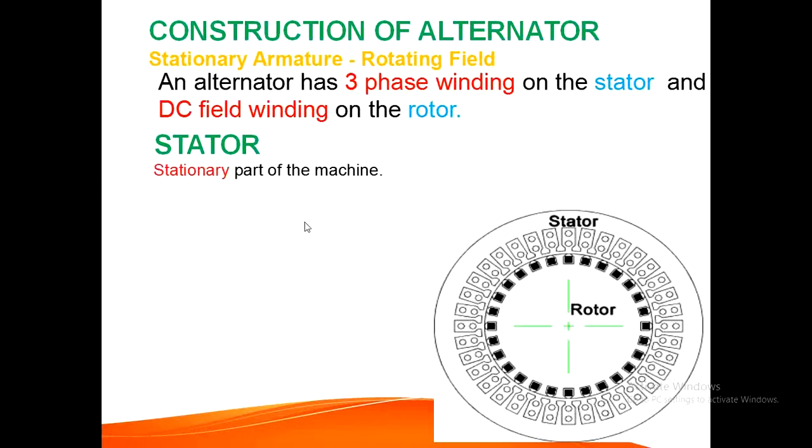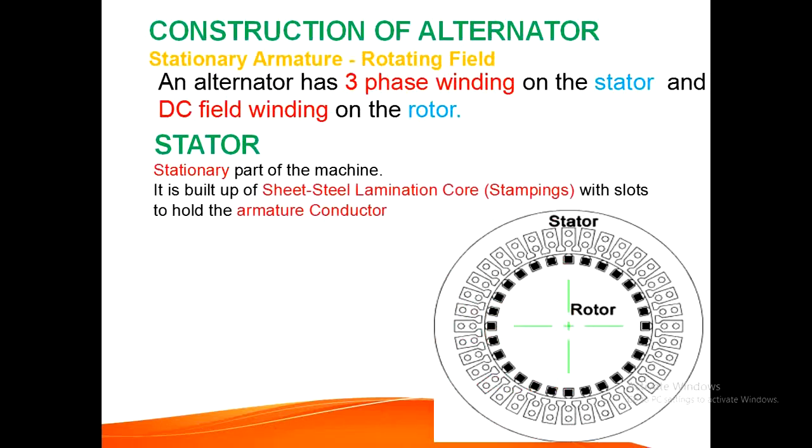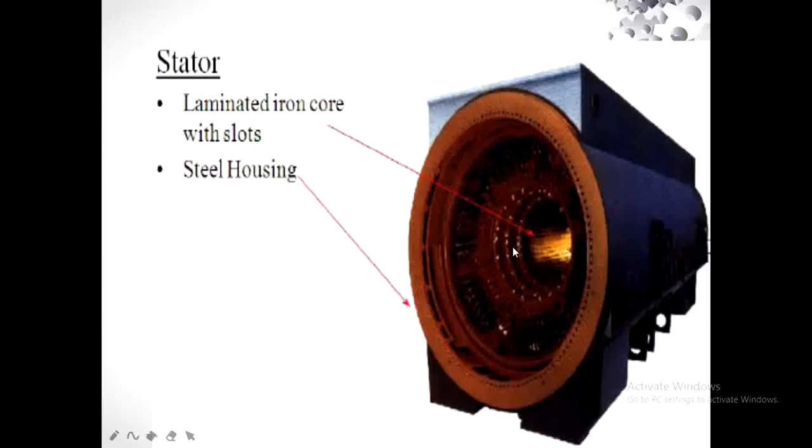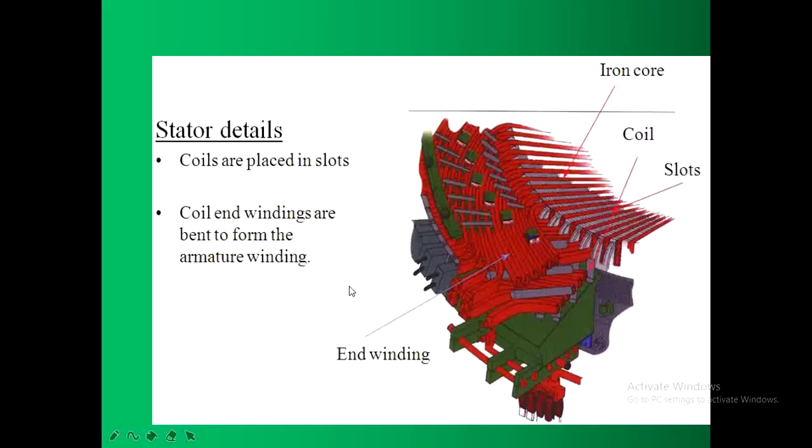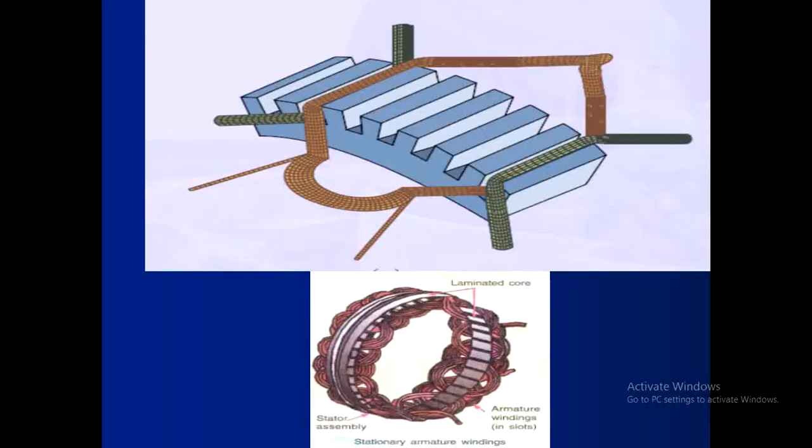The stationary part of the machine is called the stator, which is built up of sheet steel lamination core stamping with slots to hold the armature conductor. Armature windings are generally connected in star. This is the practical figure of the stator where the laminated iron core with slots and steel housing can be seen. This is also a figure of the stator where coils are placed in slots. Coil end windings are bent to form the armature winding. Slots are placed like this with the armature conductor.